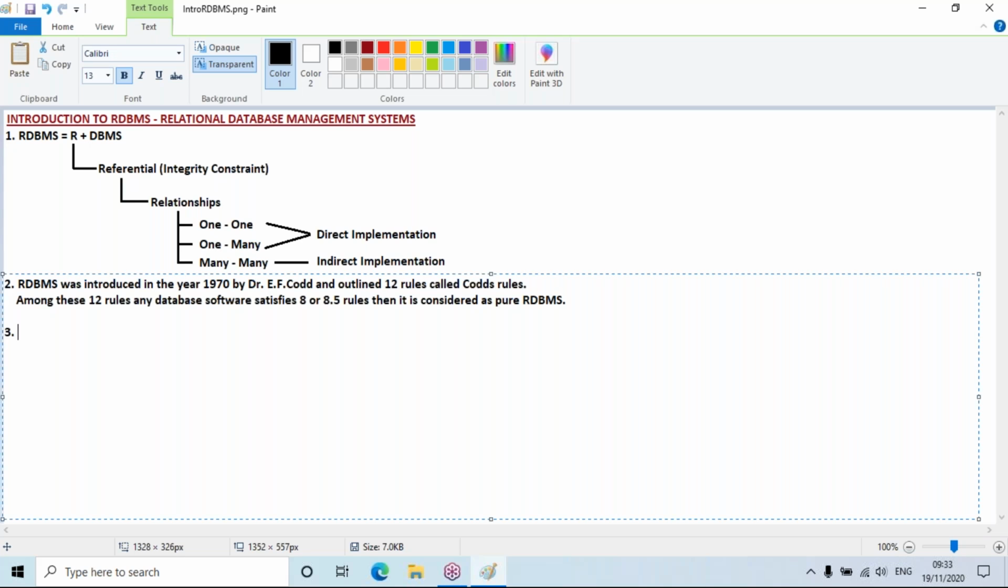Oracle satisfies 11.5 Codd's rules. SQL Server, which is a product of Microsoft, will satisfy around 10 Codd's rules. Like that, every RDBMS satisfies more than 8 Codd's rules, except one, that is MS Access. MS Access satisfies only 6 Codd's rules. That is the reason it is the only one which is a partial or semi RDBMS.